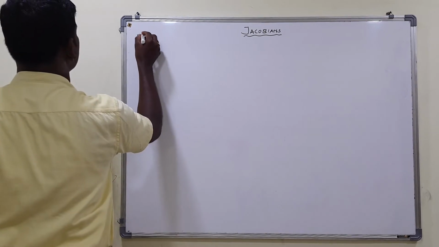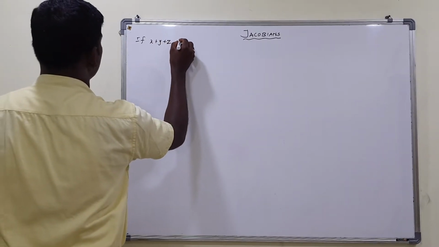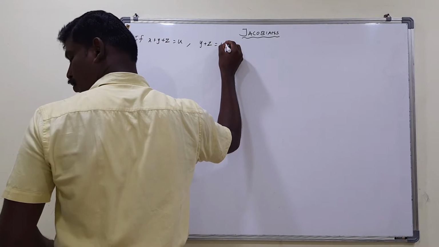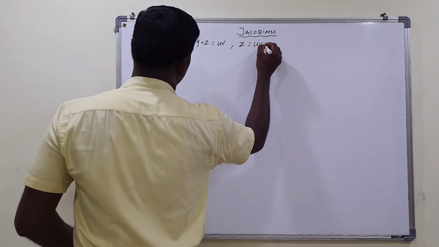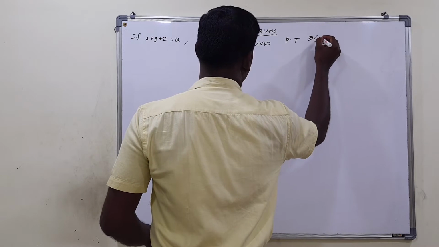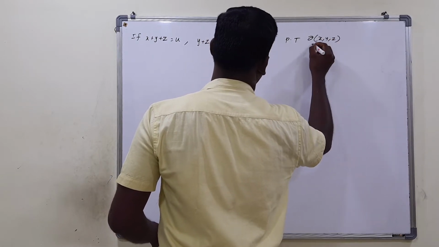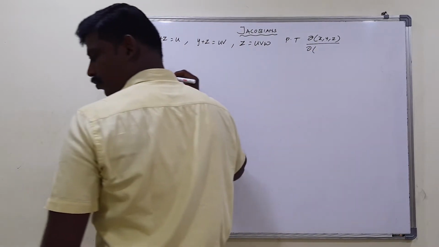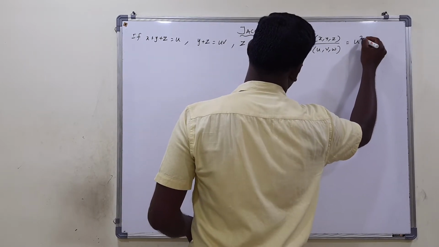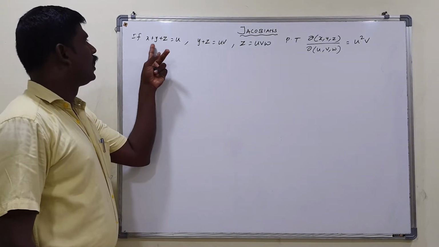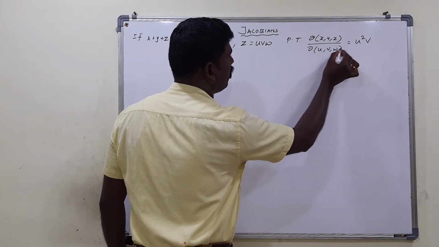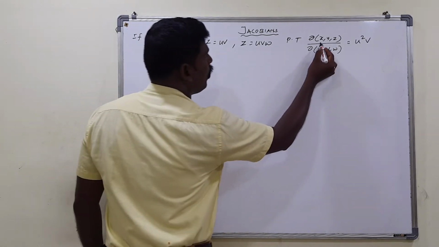If x + y + z = u, y + z = uv, and z = uvw, prove that ∂(x,y,z)/∂(u,v,w) = u²v. Right? If x + y + z equals u, y + z equals uv, and z equals uvw, prove that ∂(x,y,z)/∂(u,v,w) equals u²v. Okay. So now I am going to find out the value.